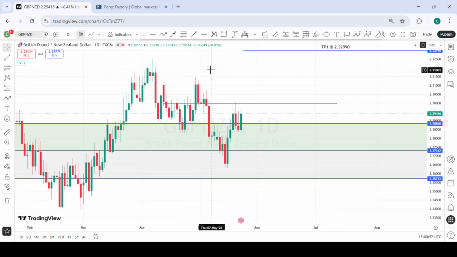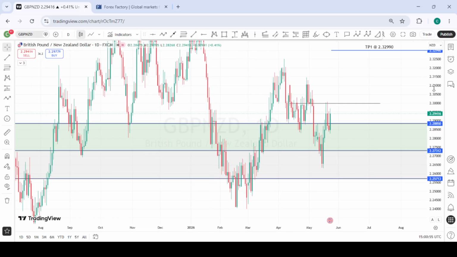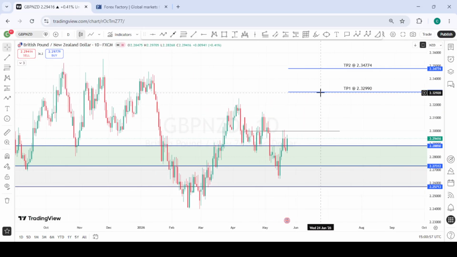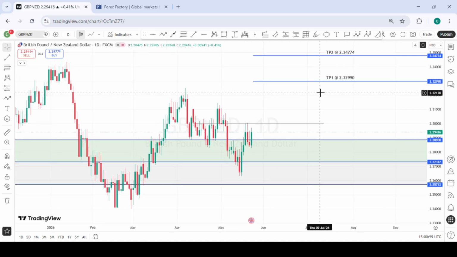This is GBPNZD. Initially, we were looking for the very side of things, but it looks like something else is developing here. Going into next week, what we are looking out for is a possible pullback into the area of interest right here, look for buying opportunities to shift this weekly structure point, come for another higher low formation, and then we look for a continuation to the upside.